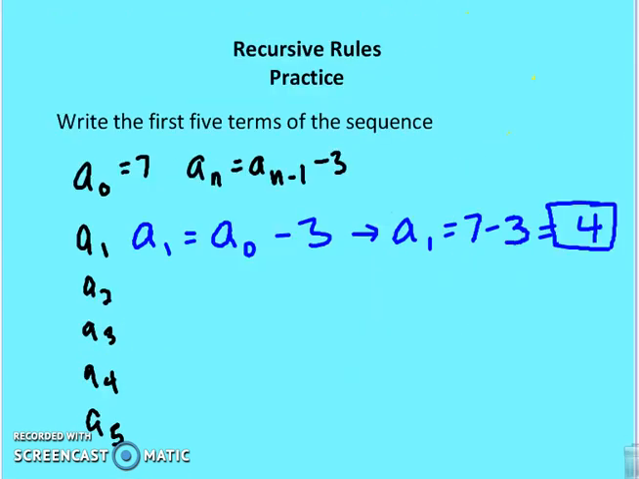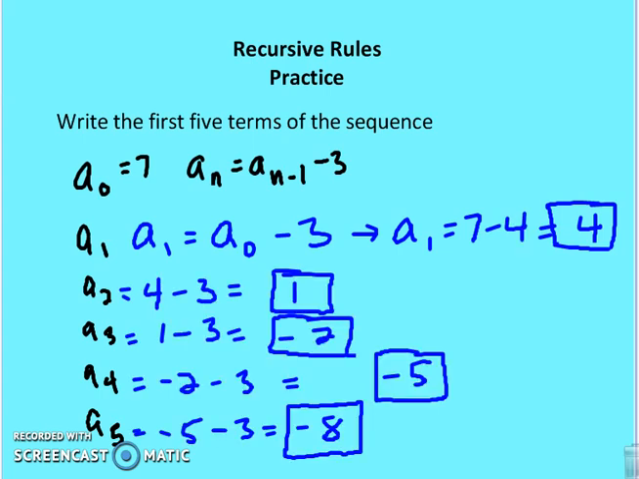All right, I want you to take a look at this sequence. a sub 0 is 7, and a sub n is equal to the recursive rule a sub n minus 1 minus 3. Then you're going to work through all these to find out what a sub 5 is. I'm going to pause here.